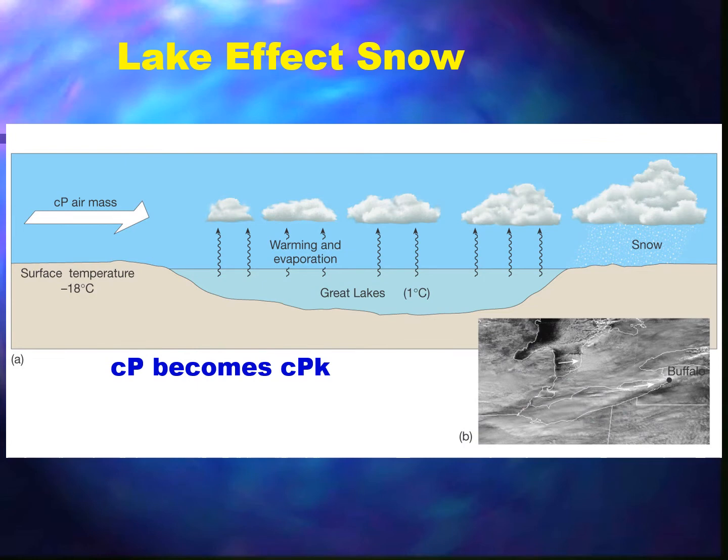All right, so this is what we just said on the last slide, and this is a really good diagram to show that. Continental polar air coming in from Canada, moving east, heading over the Great Lakes. Great Lakes are not necessarily warm. You wouldn't go swimming in it at that time, but it's warm enough that you're going to warm that air mass. You're going to pick up moisture. cP becomes cPk, and then you're going to get snow. And then in the bottom right, you see a satellite image showing clouds bringing snow and precipitation to places like Buffalo, New York.